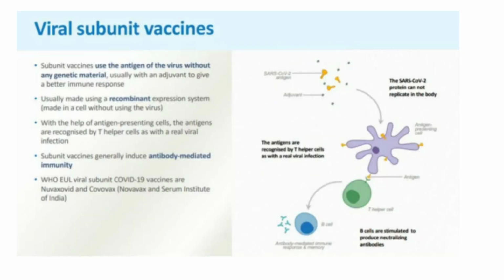Next is viral subunit vaccines. The subunit vaccines use the antigen of the virus without any genetic material, usually with an adjuvant, to give a better immune response, usually made using a recombinant expression system. With the help of antigen presenting cells, the antigens are recognized by T helper cells as with a real viral infection. Subunit vaccines generally induce antibody mediated immunity. And the types are Covovax and Nuvaxovid.